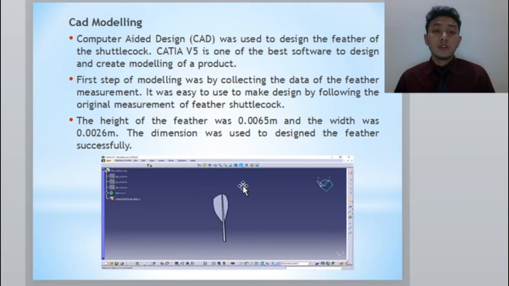For the CAD modeling, computer-aided design was used to design the feather of the shuttlecock. CATIA V5 is one of the best software for design and modeling of products. The first step of the modeling was collecting the data of the feather measurement. It was easy to design by following the original measurement of the shuttlecock feather. From the design, we just used the original size, and the feather length was around 0.0065 meter and the width was 0.0026 meter.